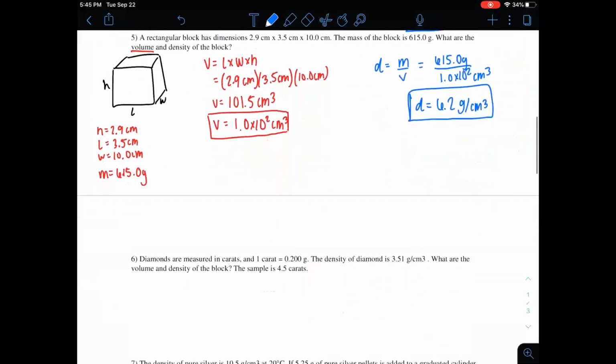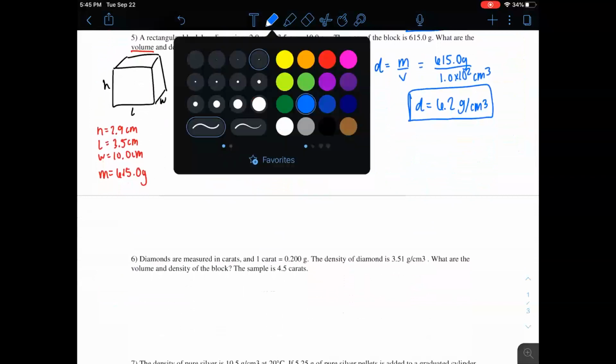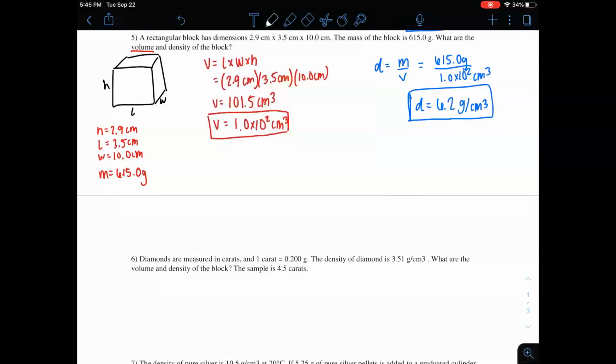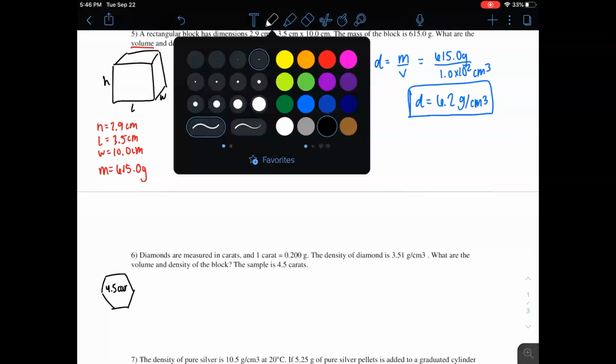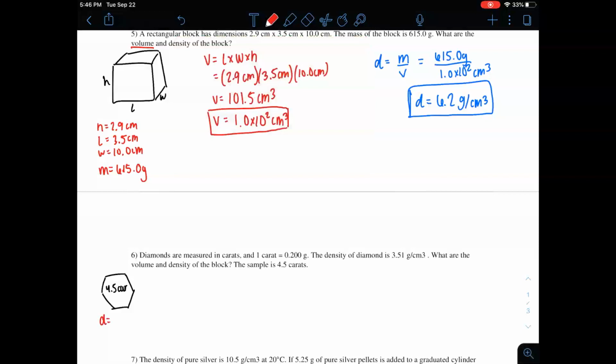Moving on down here, it says diamonds are measured in carats, and then we have the density of our diamond, and it's asking for volume and density. And obviously that one's a mistake. The density is given to us, so we don't have to report that out there. So if I were to draw a picture of relatively what a diamond looked like, this diamond is 4.5 carats. And we already know we have a density of 3.51 grams per centimeter cubed.